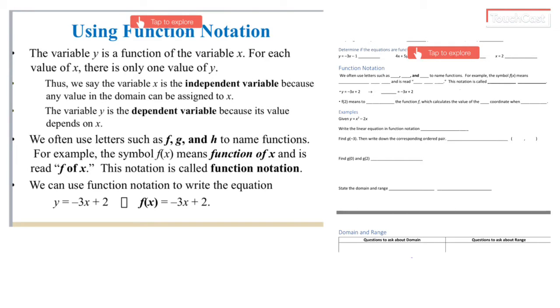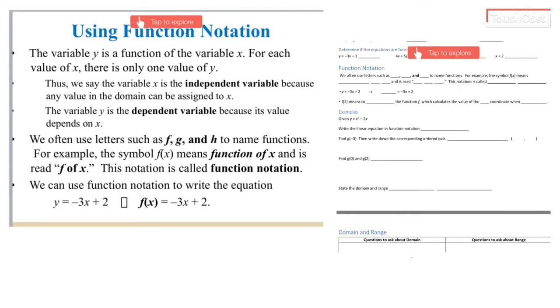This is not to be confused with f times x, okay? Notice that the f is in italics. It's not a number that we're multiplying by. It's simply a way to write y in a different way. So we're saying that the output of our function is based off of x. And so that's how we use that f of x notation.